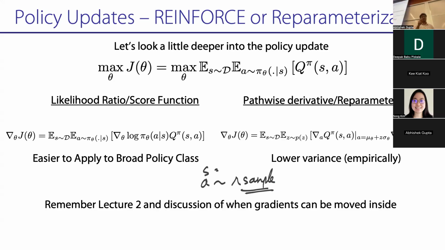The way that PyTorch implements sampling for a Gaussian is by first sampling from a unit Gaussian and then scaling and shifting it. As long as you do it through rsample, it'll actually just do it for you. You don't need to do anything else. On this side, to construct this objective, you'd sample S, then you'd sample A.